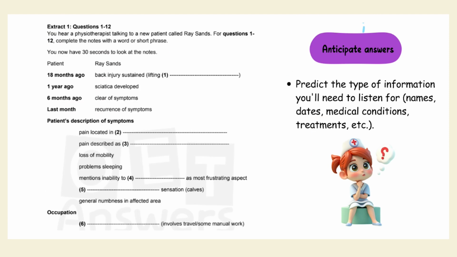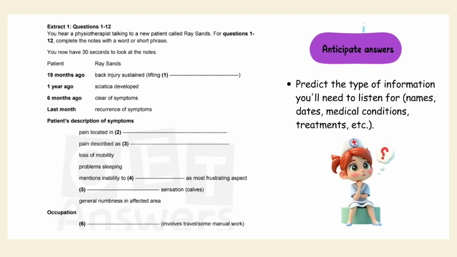The last trick is anticipate answers. You can predict or expect or guess the type of information. You will need to listen for the names, dates, medical condition, treatment. So you can listen, and at the same time you can predict the answer to apply in this area.